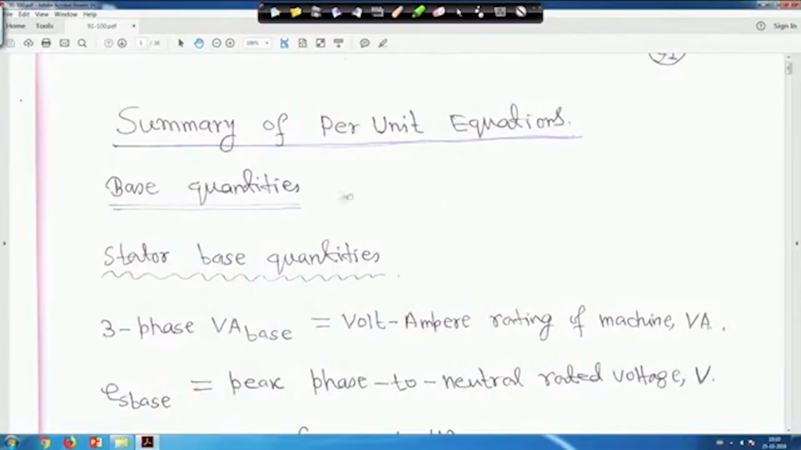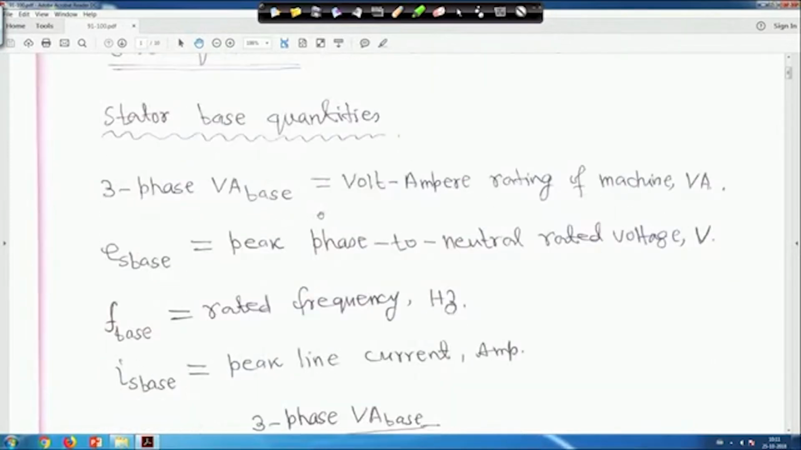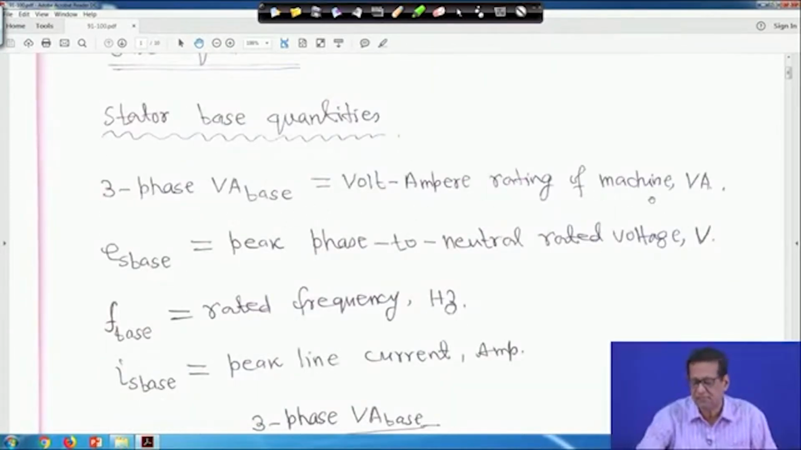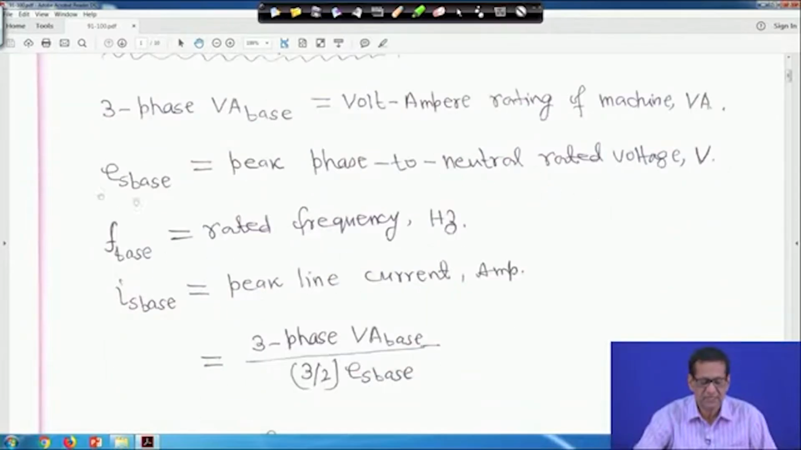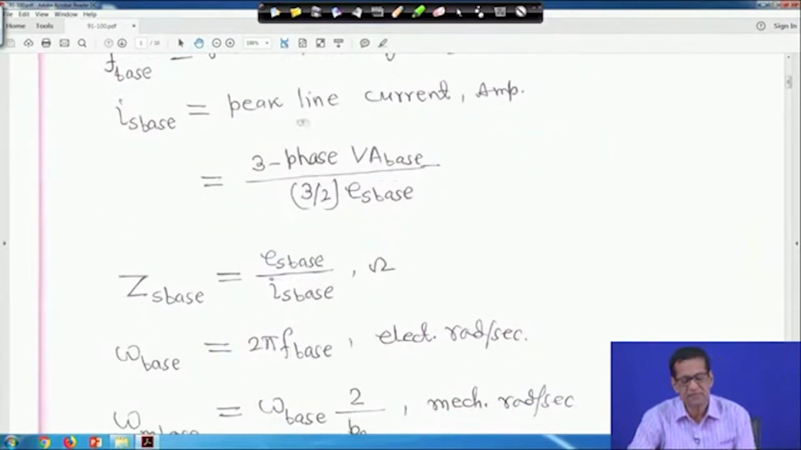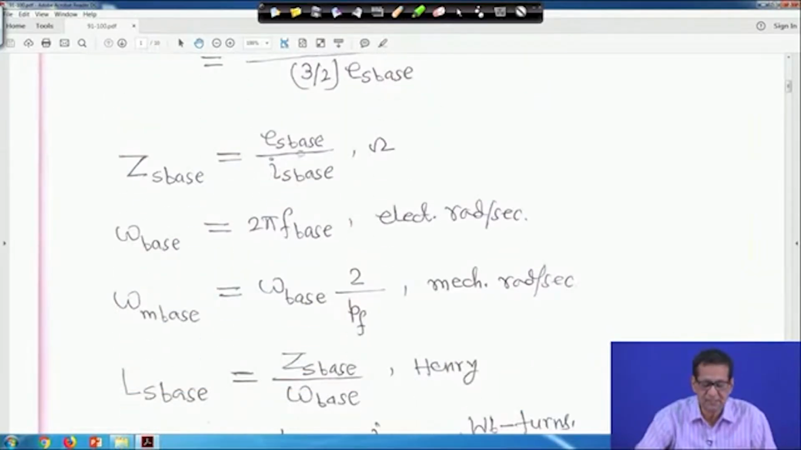Okay, so in the previous lecture, that was the summary of your per unit equations and base quantities. Just repeating once again. The stator base quantities: the 3-phase volt ampere base is equal to the volt ampere rating of the machine, in volt ampere. Then ES base, the peak value of neutral voltage in volts, and rated frequency, that is F base. And IS base, the peak line current in ampere, is the 3-phase volt ampere base divided by 3/2 ES base. Then ZS base is equal to ES base upon IS base, in ohm, and omega base is equal to 2 pi F base, in electrical radian per second.